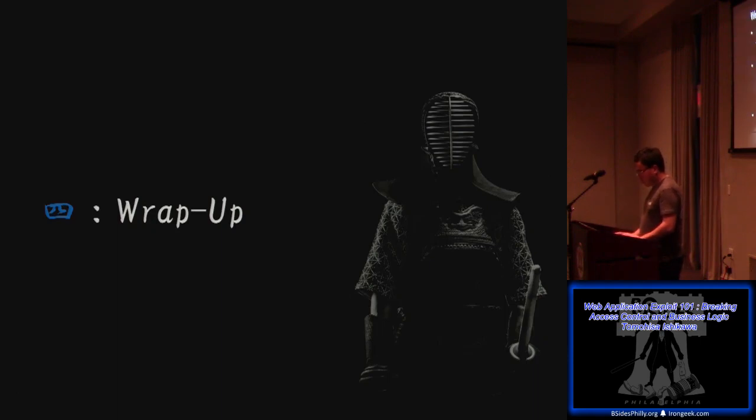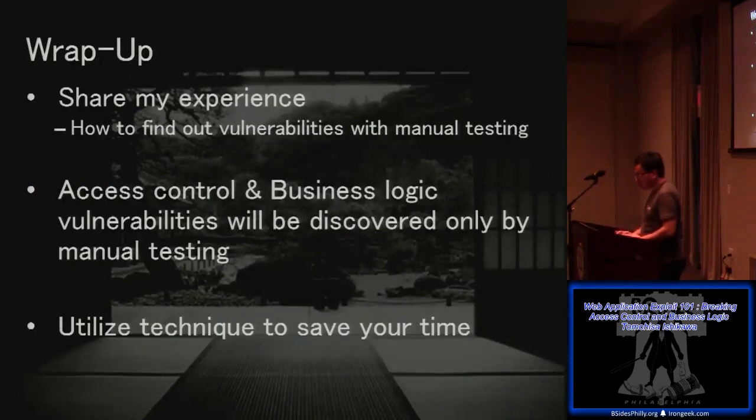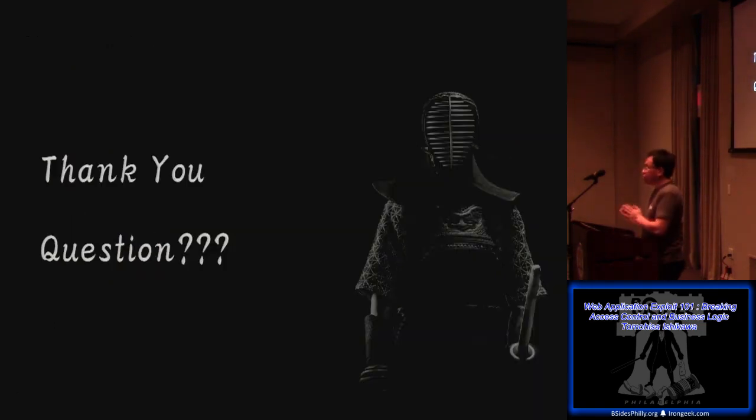So here's a wrap-up. What I tried to do is share my experiences, especially how to find these vulnerabilities with manual testing. Manual access control and business logic vulnerabilities will be discovered only by manual testing. Yes, scanners are very powerful and helpful, but in order to find these vulnerabilities, you should do manual testing at the same time. Also, utilizing this technique saves time in penetration test life. That's my content. Thank you for coming, and that's all.